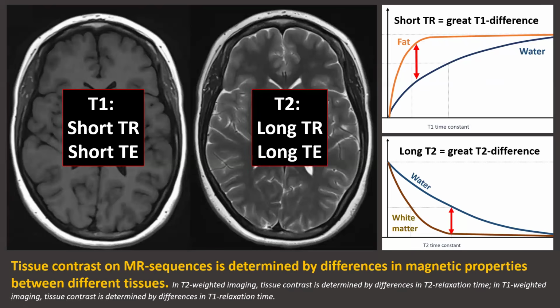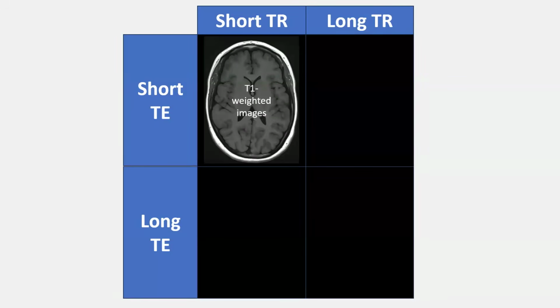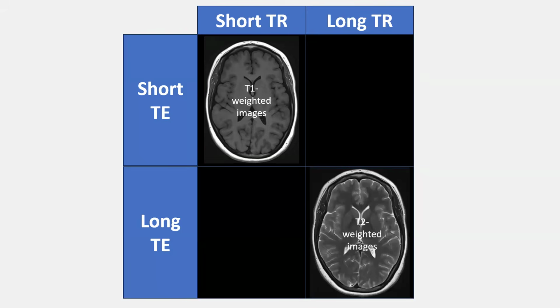In T2 weighted images, we use the long echo time to make use of the difference in T2 relaxation values between structures, but we also use a long repetition time to minimize the impact of differences in T1 relaxation times between tissues. So this is the same illustrated in yet another way. T1 weighted images have a short repetition time and a short echo time. T2 weighted images are made by using a long echo time and also a long repetition time.